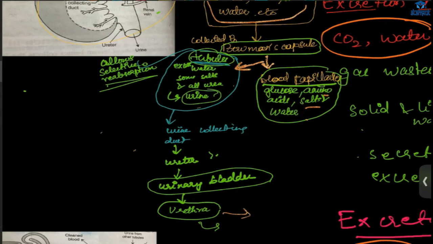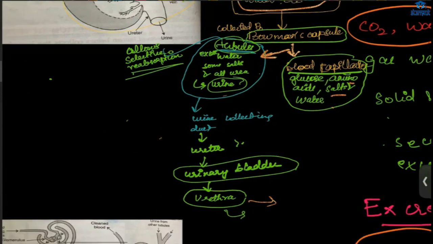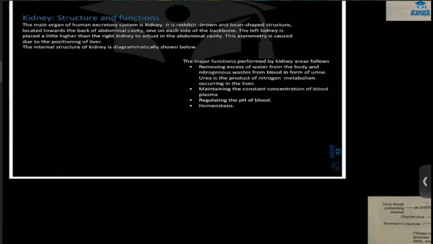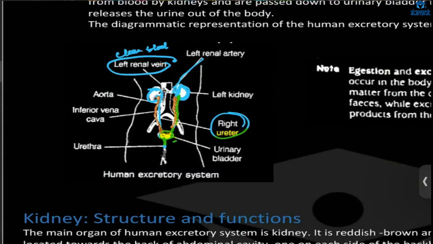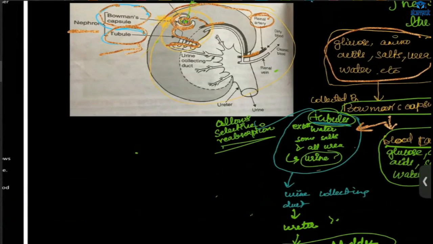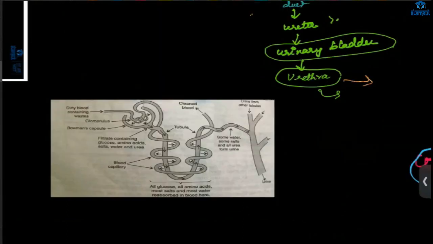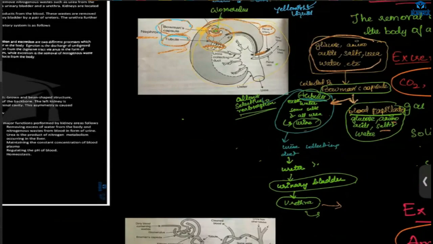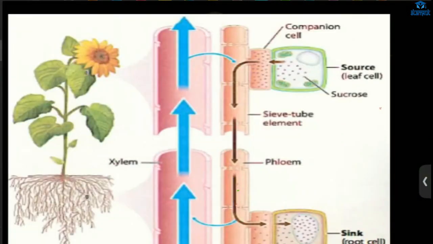Ma'am, before the urinary bladder, what is written? Ureter. This tube-like structure here, this one. We have two ureters. Understood? So millions of these nephrons work together and they form urine. Now, any other doubt here? No, ma'am, now got it. And in transport of food? Ma'am, this is easy.